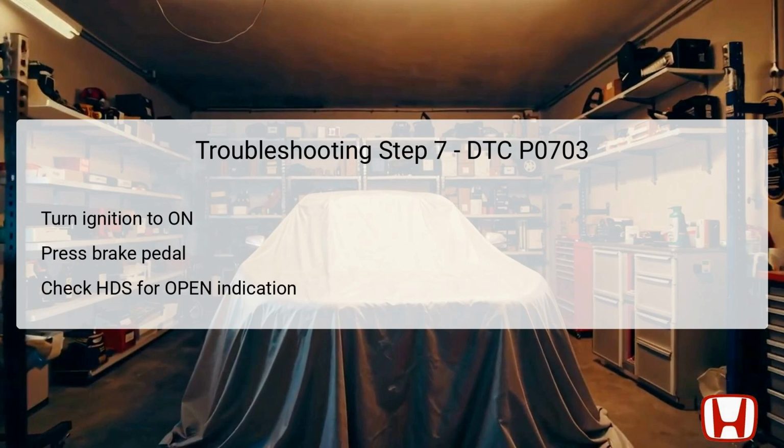The seventh troubleshooting step emphasizes the necessity of checking the brake pedal position switch signal for any intermittent failures. First, turn the ignition switch to the on position to engage the necessary systems for the HDS diagnostics. Next, press down on the brake pedal to fully engage the switch and take note of the reading on the HDS. If the cruise brake SW idle stop SW indicates an open reading, it suggests a momentary fault.